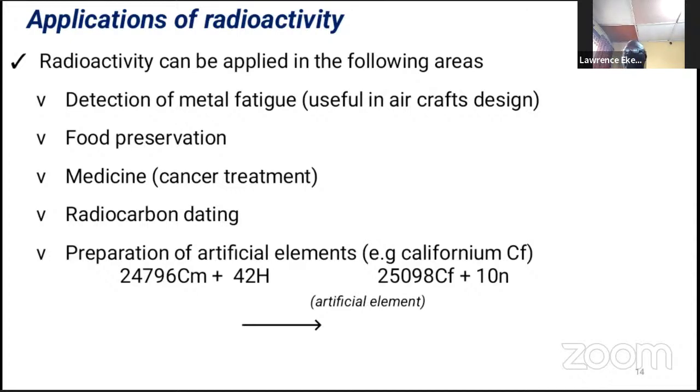So briefly, let's quickly explain further the difference between nuclear fission and nuclear fusion. In nuclear fission, the bigger or heavier nucleus is split into smaller nuclei, whereas in nuclear fusion, we have lighter nuclei fused together to form a heavier nucleus. Nuclear fission does not require high temperature, but nuclear fusion requires extremely high temperature.